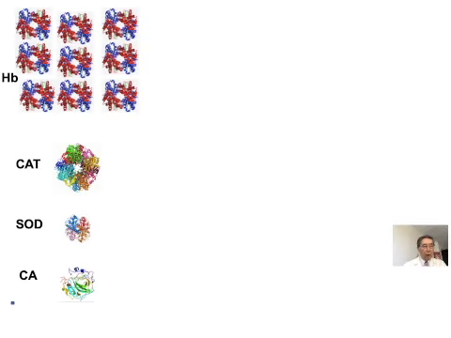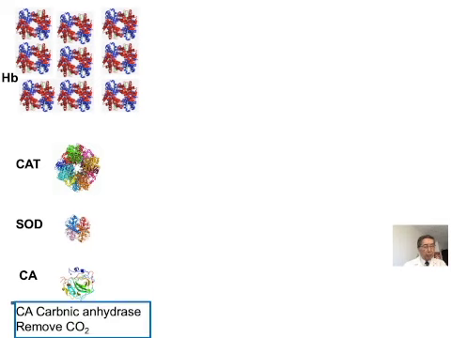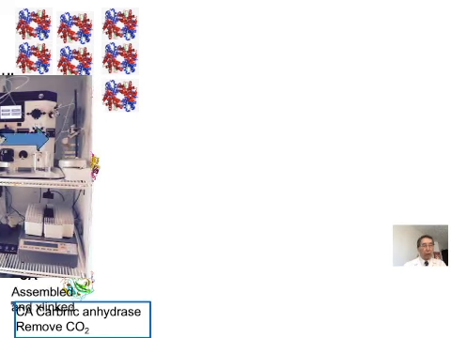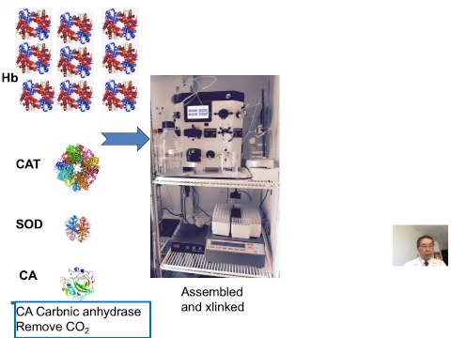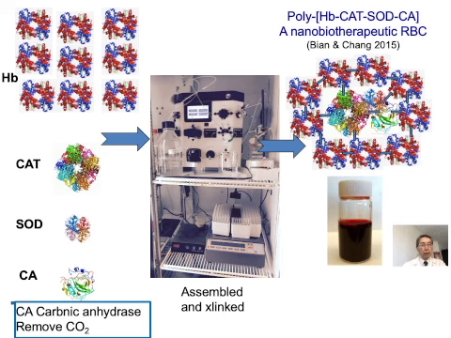For instance, red blood cells contain hemoglobin and enzymes. One of these is carbonic anhydrase, which is responsible for removing CO2. So what we did was to cross-link this together into a nanotherapeutic red blood cell containing hemoglobin cross-linked to 3 enzymes. What is good is that you can increase the enzyme to 6 times that of red blood cell. You can also therefore increase the function up to 6 times.